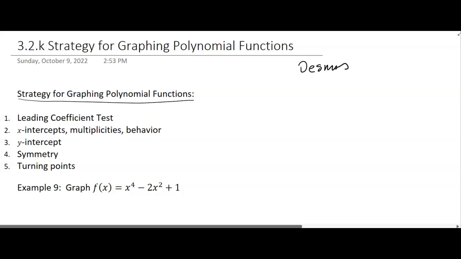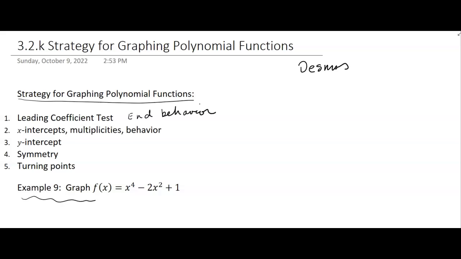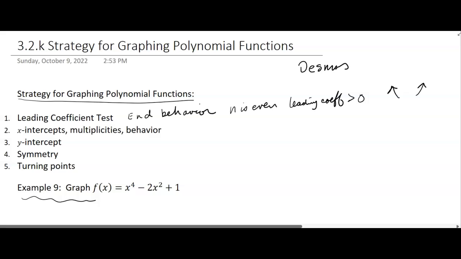So the first thing is leading coefficient test. That's to determine end behavior. You got to know which way it's going. So that's really important. So we're going to be graphing in example 9 here. We're going to graph this function. So n is even, and the leading coefficient is greater than 0. So that means it's going to be having end behavior up to the right and up to the left. Okay.